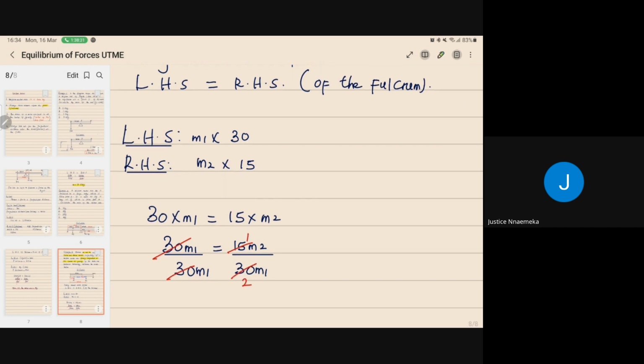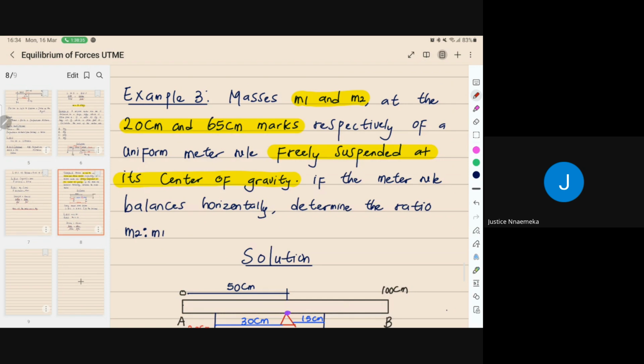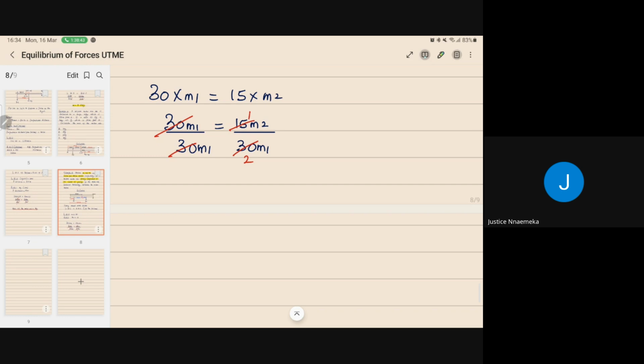So it simply means that M2 over M1 right there is going to be what? 1:2. And if you check the options, I know they will also give us 2:1 in the options. If you are not careful, they want to confuse you, and then you will go and make that mistake. So we'll have that M2, pay attention, over M1 is equal to 2/1.